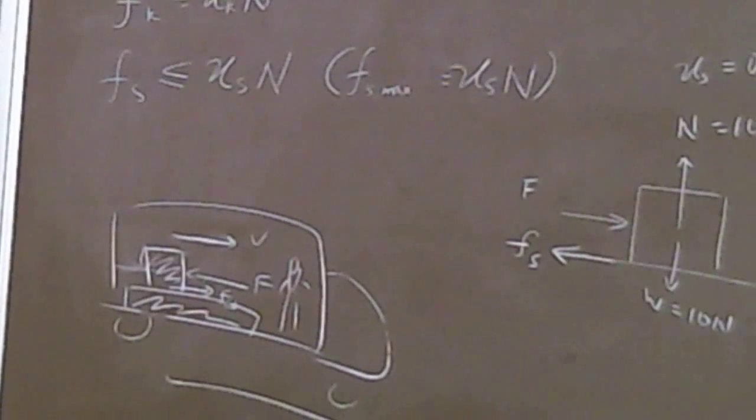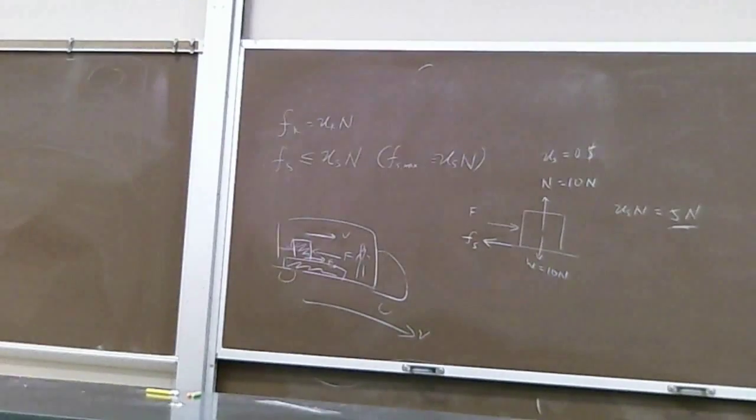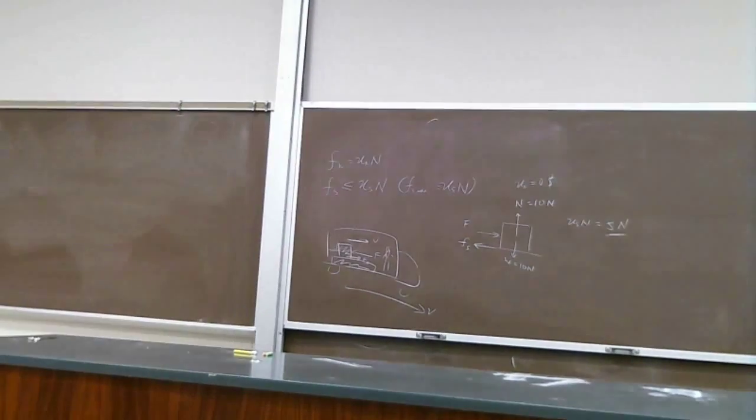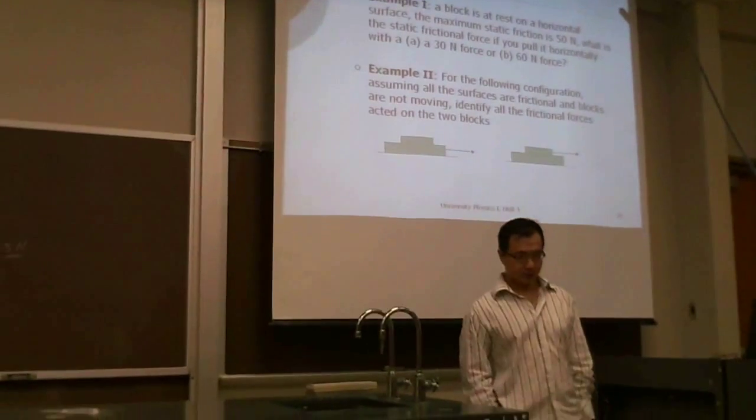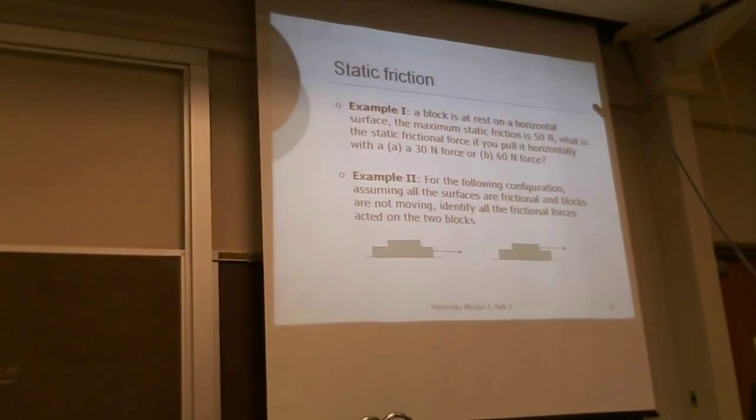Okay. So let's look at example 1. After this discussion, this should be straightforward. A block is at rest on a horizontal surface. The maximum static friction is 50 Newton. What is the static frictional force if you pull it horizontally with A, 30 Newton force, B, 60 Newton force?